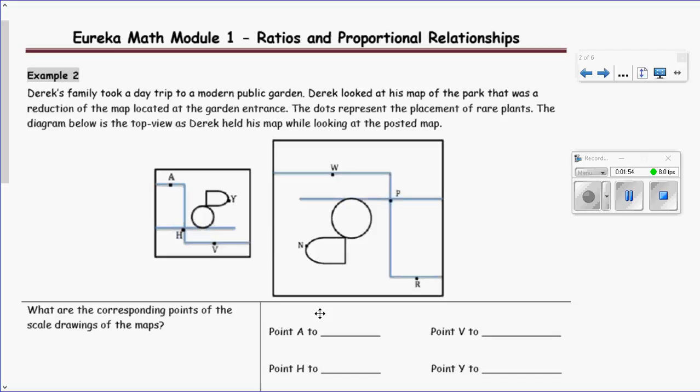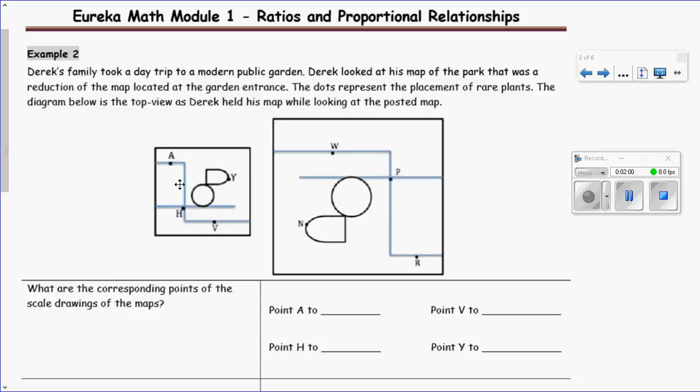So do you see how, like, if I took this one and kind of rotated it, it would then be facing the same way? So you might have to kind of turn your head a little to make sure that you're getting the correct points. I want you to go ahead and write point A corresponds to which point on the bigger map, and then point H, point V, and point Y. Go ahead and write those in, and then we'll see how you did.